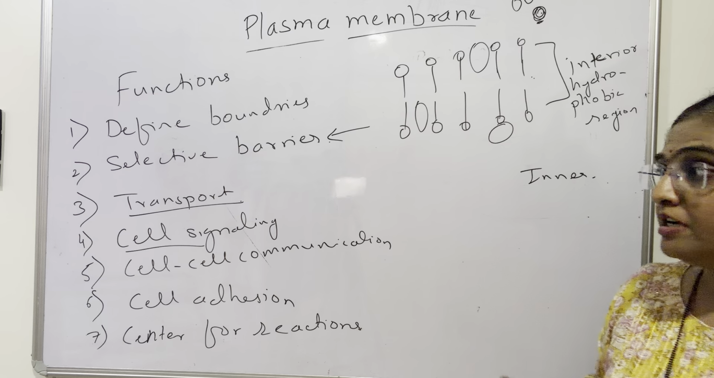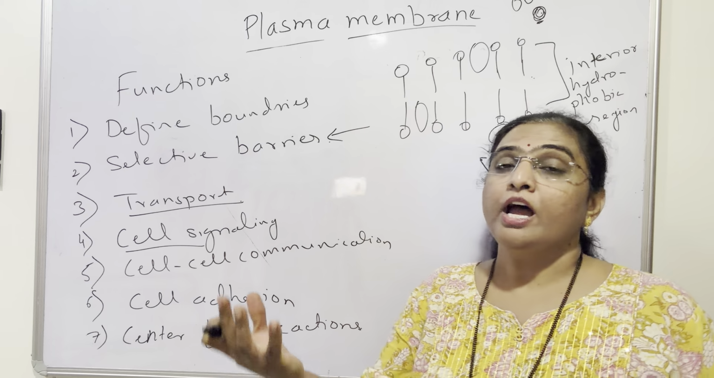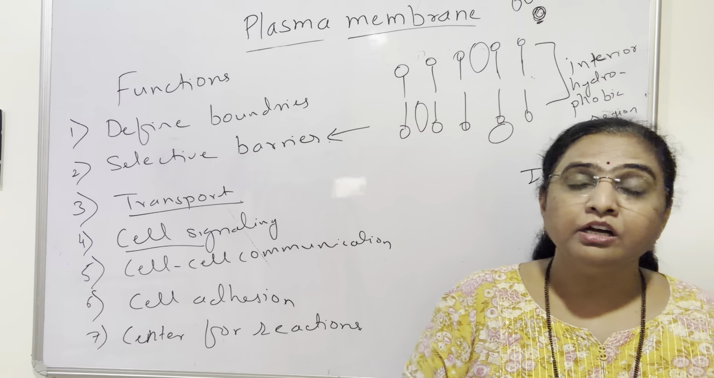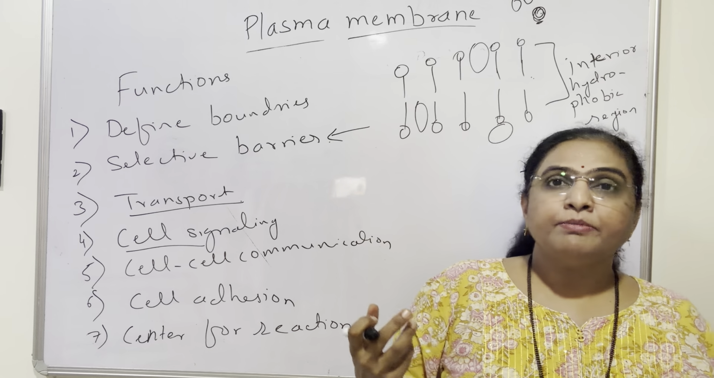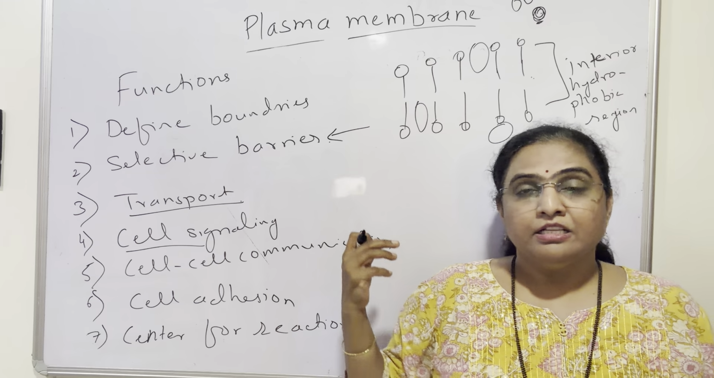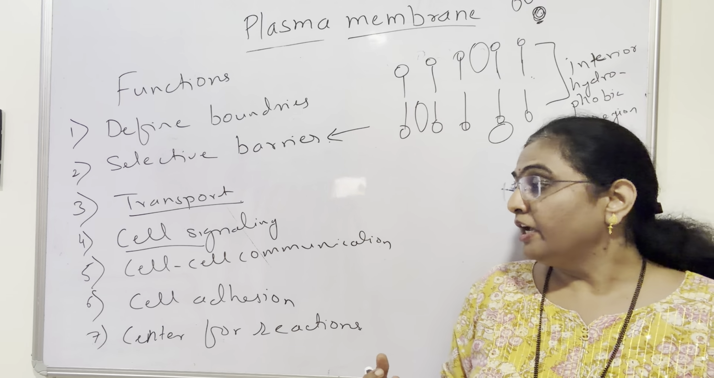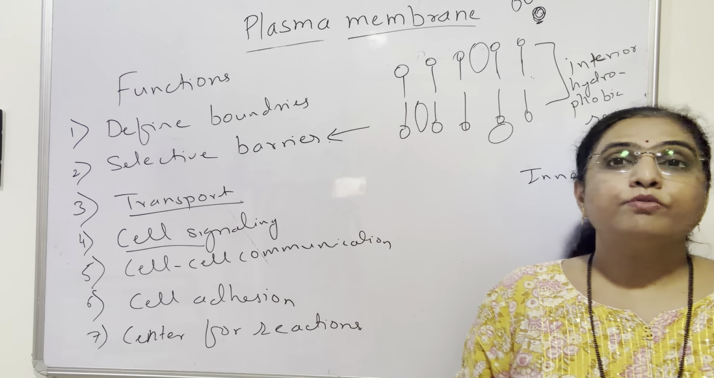Next, on the membrane, there are the receptors. Those receptors are going to accept the signal from the outer environment, and now they are going to respond to the outer environment. Thus the plasma membrane is also involved in cell signaling, cell communication, adhesion, and last one, it is what? It is a center for the reaction.